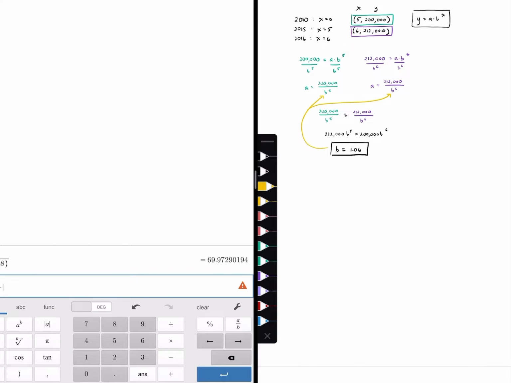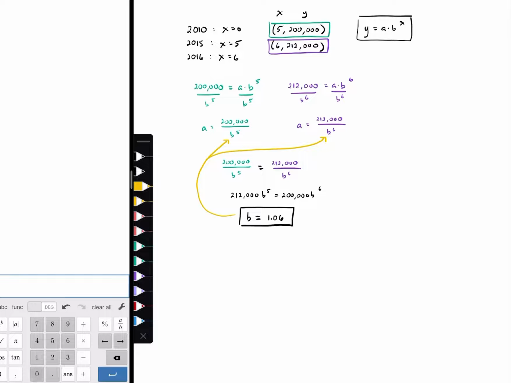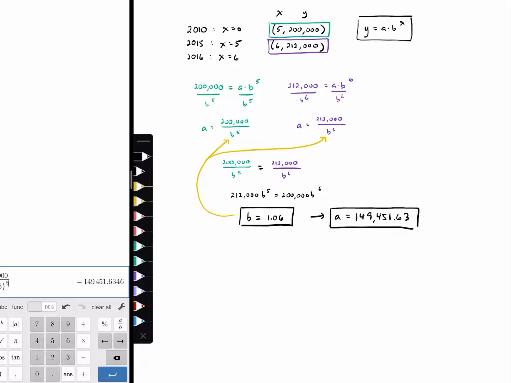I can't use my phone calculator for this one, so let's take the calculator here. What's 200,000 divided by 1.06 raised to the 5th power? Okay, so what we see there is if we plug that in for b into that one to the left, we find out that a is going to equal 149,451.63. And that's if I plugged it into the green one for the year 2015.